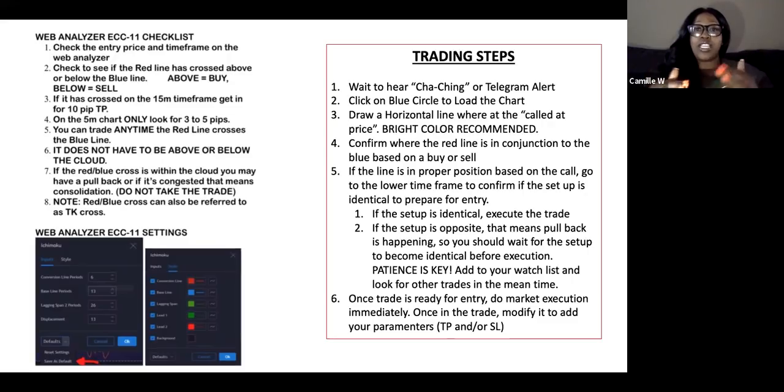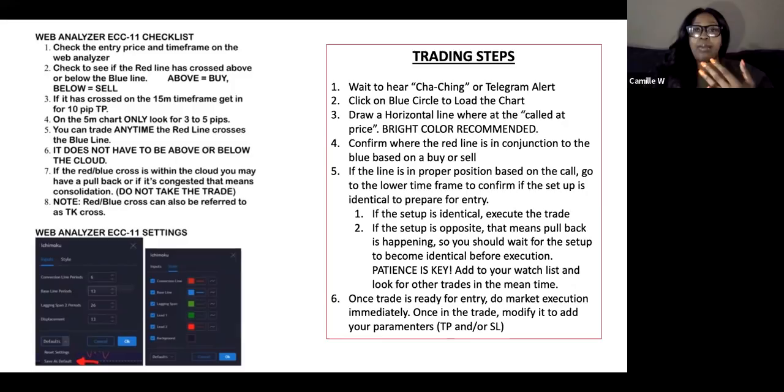But the fact that you know that the cloud is moving in one direction, like you may choose that the cloud is moving in the upwards bullish direction, you may want to only trade buys. If it's moving in a downward direction, you may only want to trade sells. So totally up to you what you decide with regards to that.